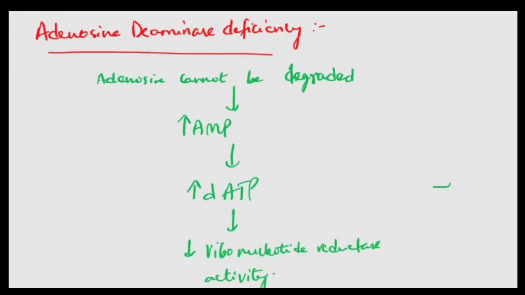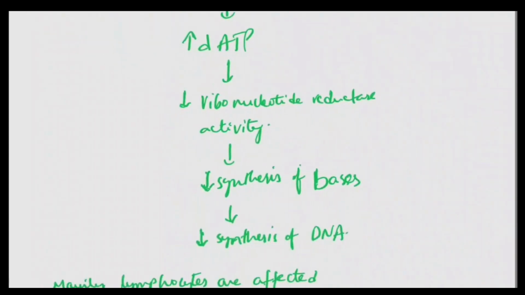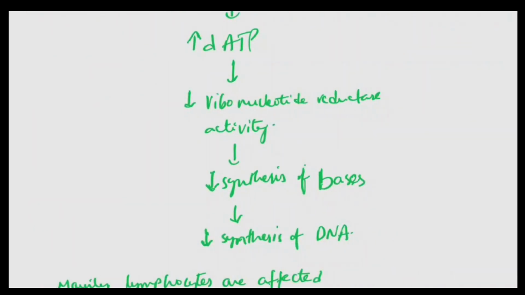The increase in dATP is noticed by the ribonucleotide reductase. This ribonucleotide reductase, as you know, is an enzyme in de novo synthesis. So this ribonucleotide reductase thinks that there are a lot of nucleotides already present, so there is no need to form new nucleotides or new nitrogen bases. So the ribonucleotide reductase activity will decrease. This will decrease the synthesis of new bases, which will eventually decrease the synthesis of DNA, right?